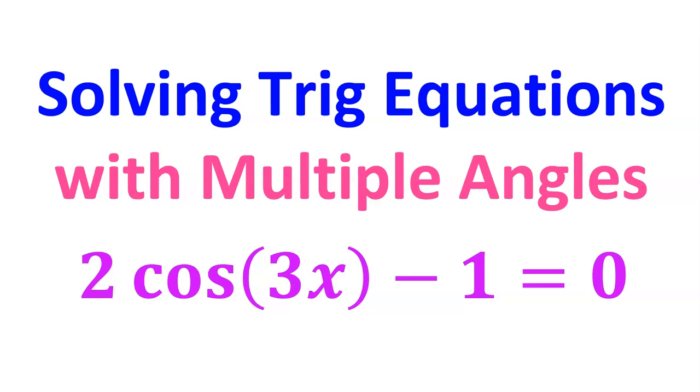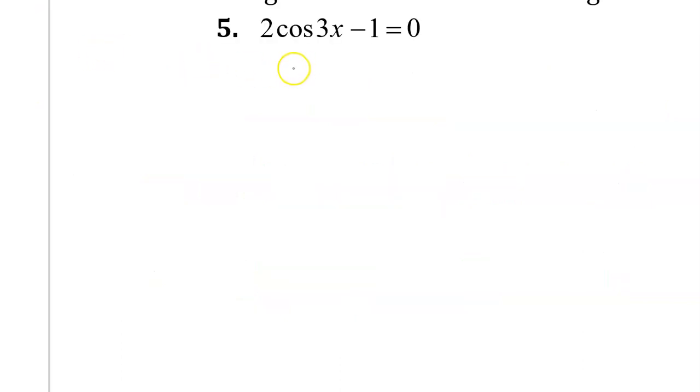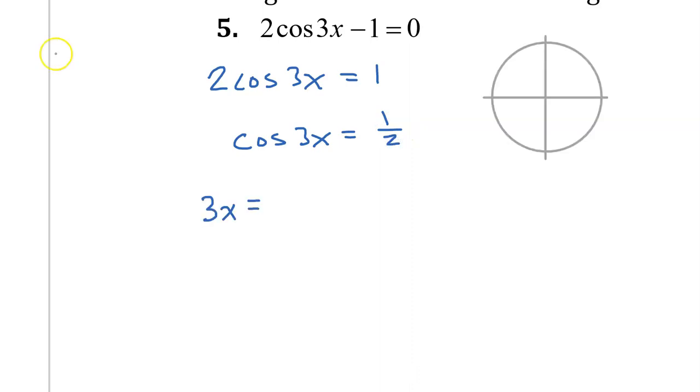In this video, I will show you how to solve trig equations with multiple angles, like this one that has the cosine of 3x instead of just cosine x. For number 5, we will start by isolating the trig function. So adding 1 to both sides, we have 2 cosine 3x is equal to 1. Dividing both sides by 2, we have cosine 3x is equal to 1/2.